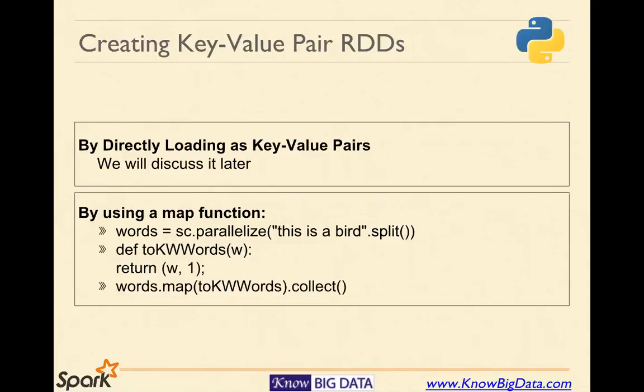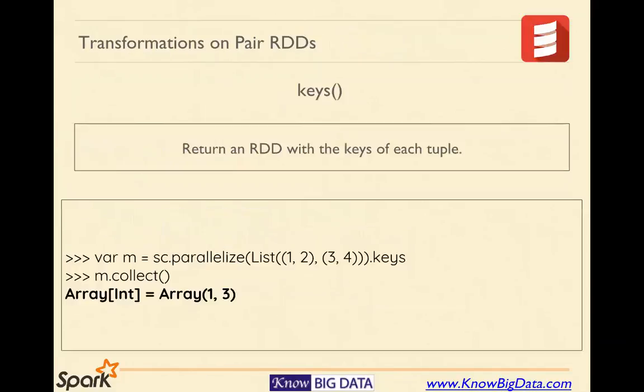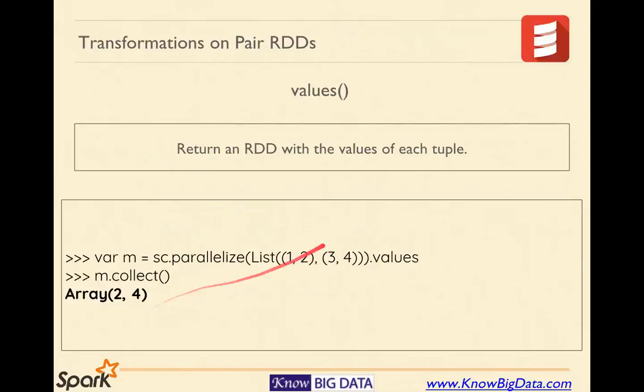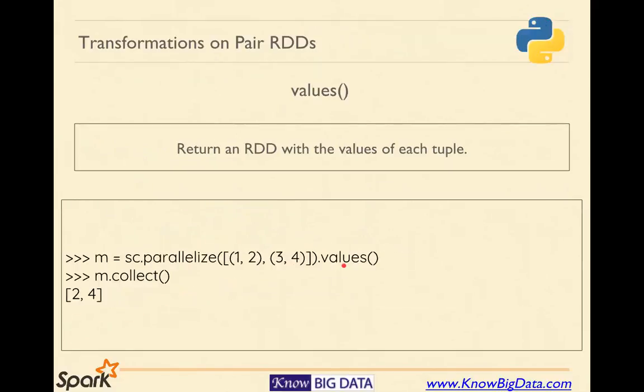So we can actually use flat map, or any other function, to convert things into key value pairs. Sometimes you want to just get the keys. There's an attribute called keys. It gives you the list of only the keys. Similarly, there is something called values, which will only give the values. And that's basically an RDD. You might have to collect it again.